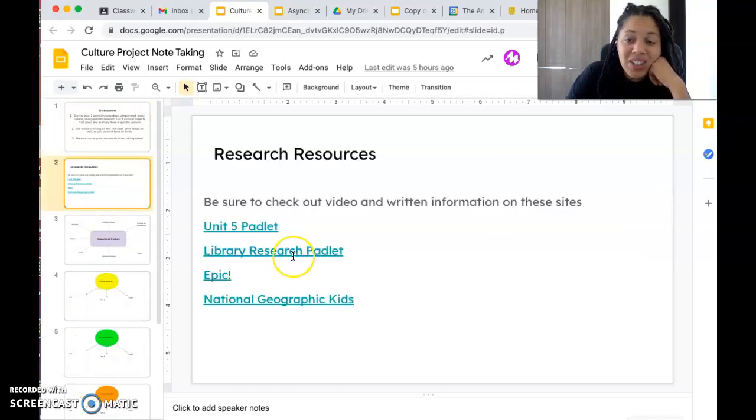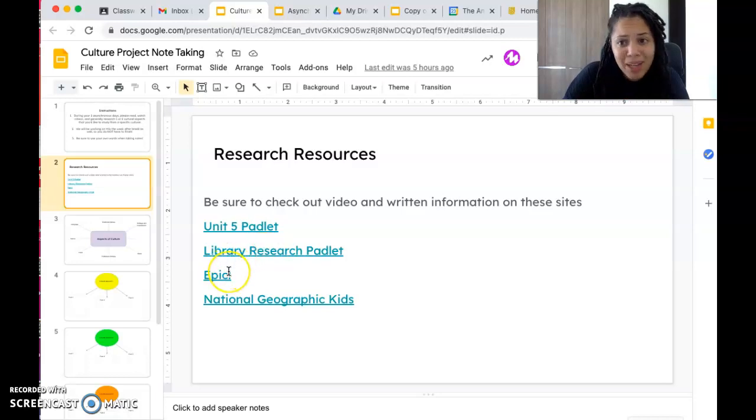So on slide 2, it's the same slide I shared with you on Monday, and you've got different links to the Padlet or to the researching resources. I would say that National Geographic Kids is a great place to start, and so is this library research Padlet because there's Kids Search and all these different search engines that are tailored just for kids. So you'll find things in a reading level that you can understand and you can easily figure out the information.